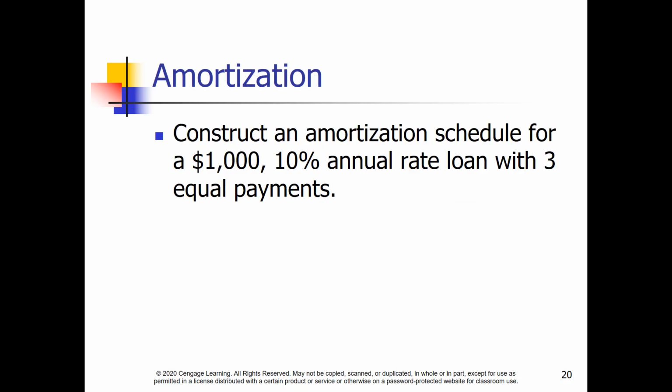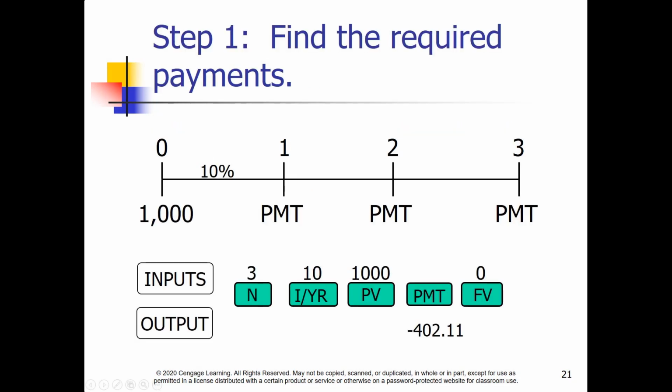The final topic in this section is loan amortization, something most of you are probably familiar with. We're going to construct an amortization schedule for a $1,000 loan at 10% per year with 3 annual payments. Step 1 is to find the annual payment. For this, we're looking for the PMT of an annuity where the present value is the amount borrowed, and it's positive since we get the money. Future value is 0 since the loan is paid down to 0.